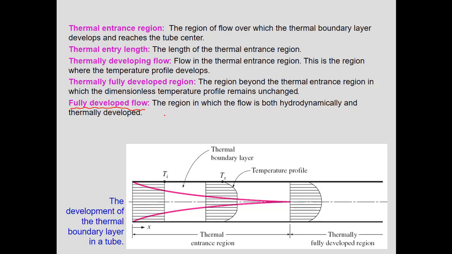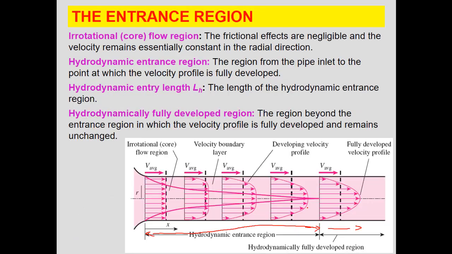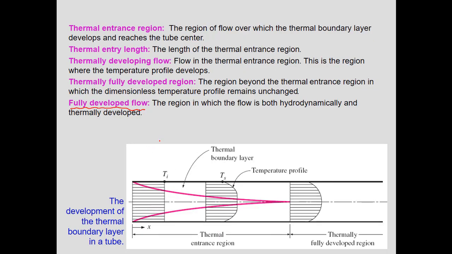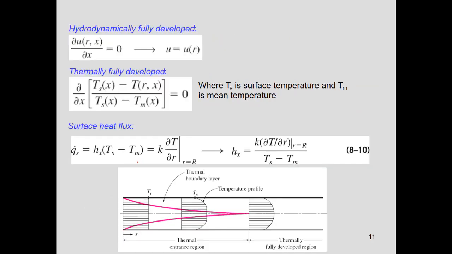when it is fully developed thermally and also fully developed in velocity. So we call that fully developed flow, when its temperature and velocity profiles are not changing anymore. Why is it important? Because now we can use this definition to calculate the heat transfer actually.